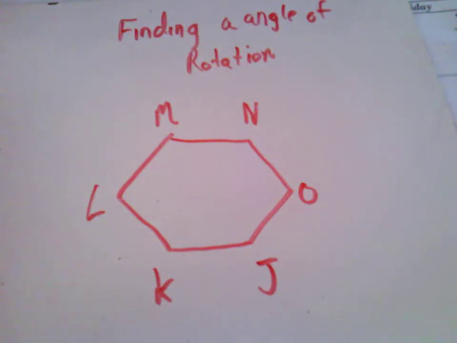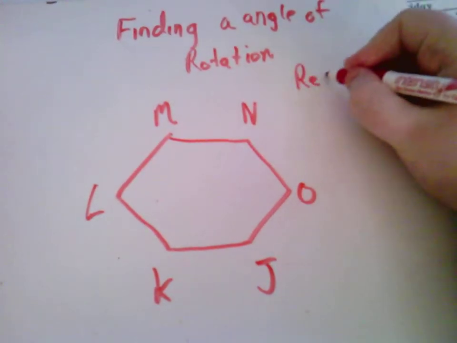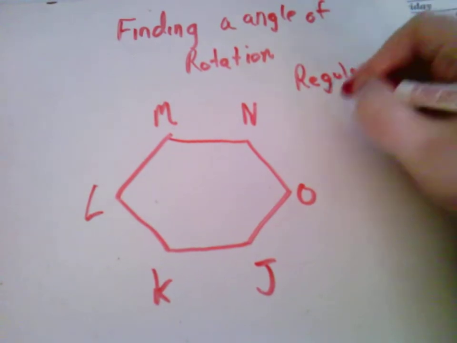All right. To finish off our discussion, we're going to talk about finding the angle of rotation of an object. And we have a regular hexagon here. It might not look that regular because my drawing capacity is maybe not the best, but I assure you it is a regular hexagon. Let me write that down. Regular hexagon.